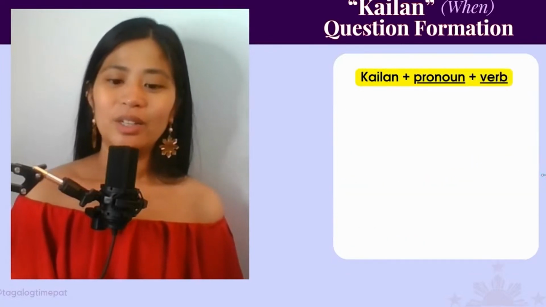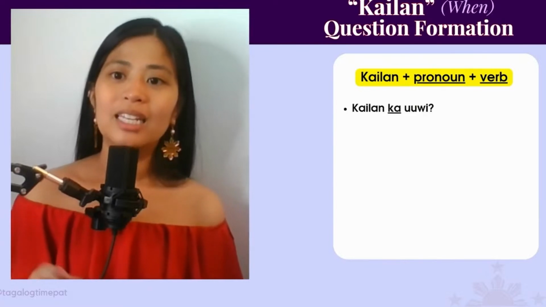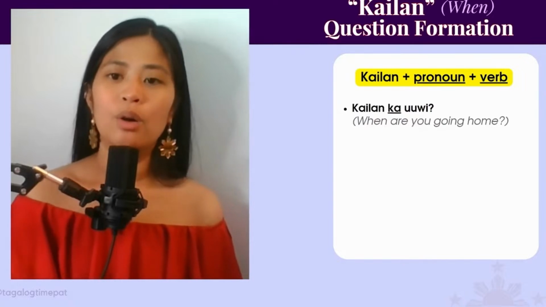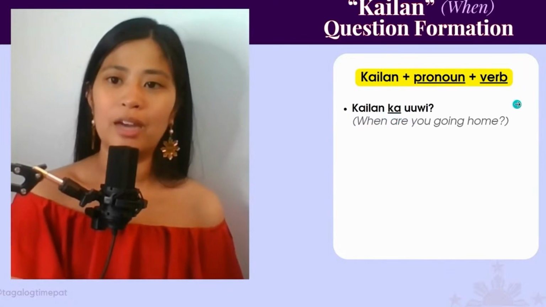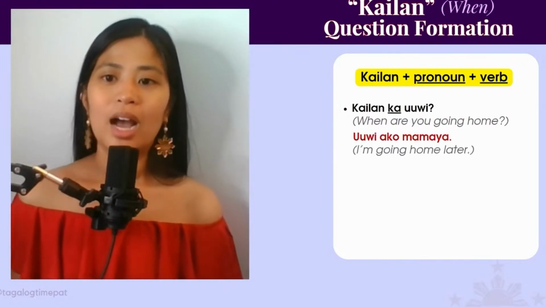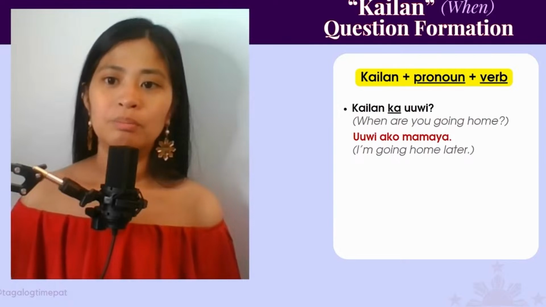All right, then you could do kailan plus a pronoun plus a verb. Kailan ka uuwi? When are you going home? Kailan ka uuwi? So there's kailan, there's the pronoun, there's the verb. We're just following the pattern here. Then, uuwi ako mamaya. I am going home later.